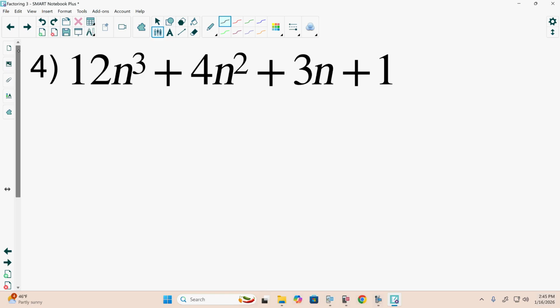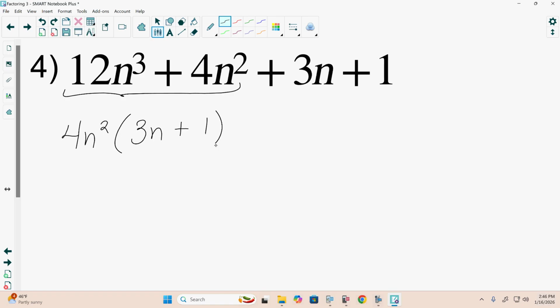Let's look at this one here. 12n cubed plus 4n squared plus 3n plus 1. We can look at the first two terms. 12n cubed plus 4n squared. What's the greatest common factor between these two terms? 4n squared. Because 12 and 4, greatest common factor, the biggest number I can divide both of those is 4. 12 divided by 4 is 3. And when we factor out the n squared, we get n plus 1. When I factor 4n squared out of 4n squared, we get 1, yes?